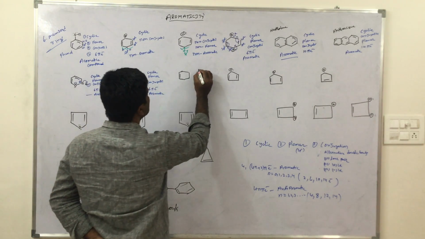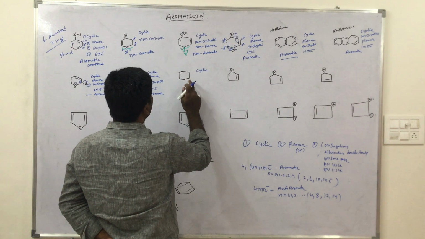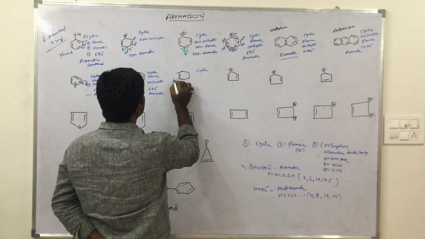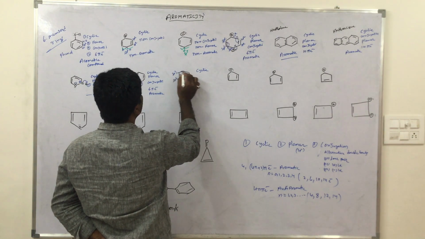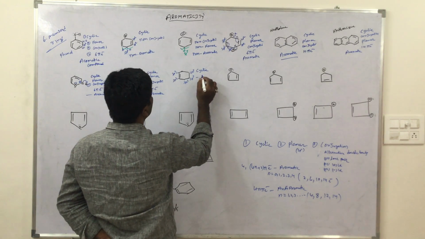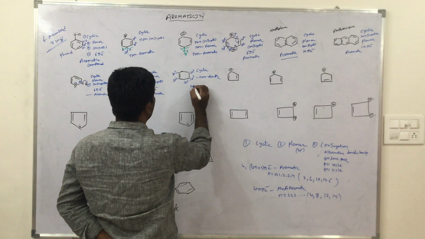Okay, this is cyclic. Planar? No, not planar. Why? Because this carbon is sp2 and these are sp3, sp3, sp3. So it is non-planar, non-aromatic.